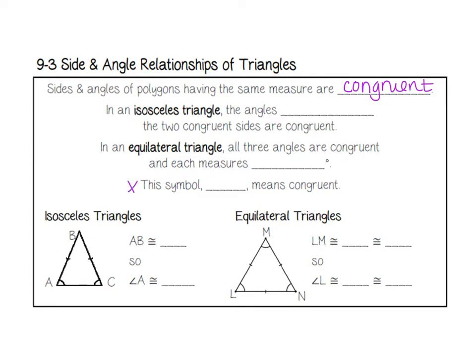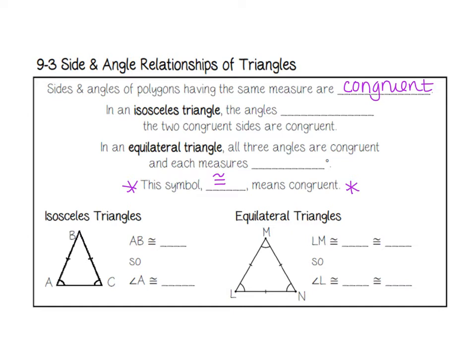I'm going to skip down here for a minute. We can write congruent with an equal sign with a wavy line on top. That's the mathematical symbol for congruent. So go ahead and skip down there and do that, please. We're specifically going to be talking about isosceles and equilateral triangles today.